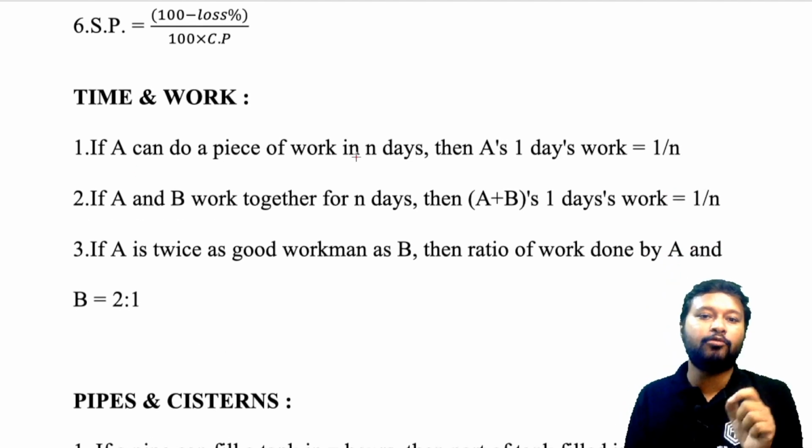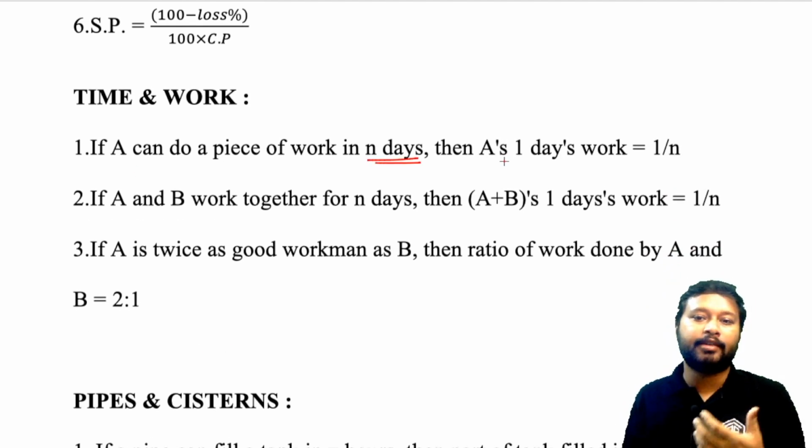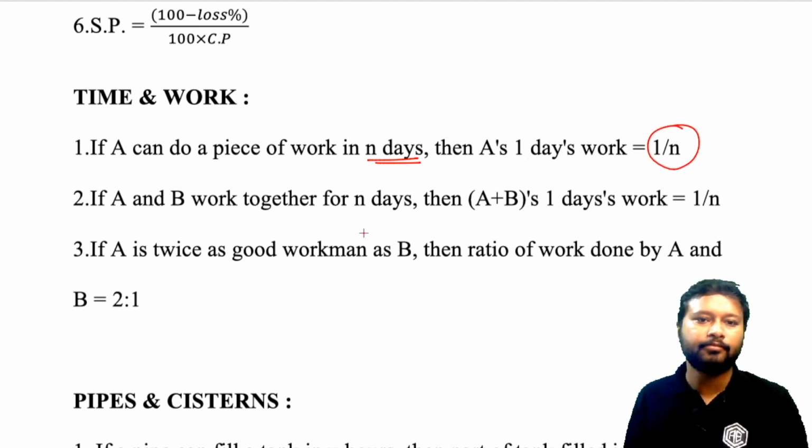If A can do a piece of work in n number of days, then how much work can A do in one day? That will be 1 by n. If A and B together can finish the work in n number of days, then A plus B together, how much work have they done in one day? So that is again 1 by n.